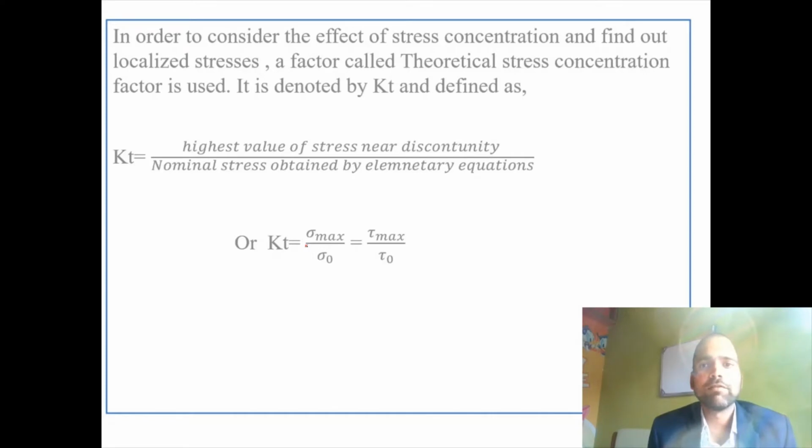In order to consider the effect of stress concentration and find out localized stresses, a factor called the theoretical stress concentration factor is used. To consider the effect of stress concentration, this factor was developed, and it is used for design of the component. It says that the highest value of stress near the discontinuity, which we have seen in our earlier diagram, that is sigma maximum, divided by the nominal stress obtained by the elementary equation. That means the stress available at the point where there is no discontinuity.